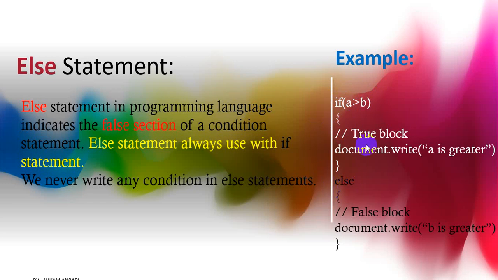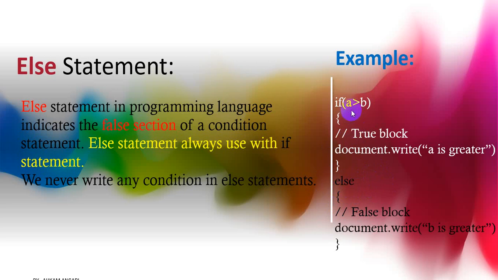Are you getting my point? By using if and else condition, the first block is called a true block or if block, and the second is called an else block. So if this condition is not true, by default it will come inside the else, and inside else we are not going to write any condition. Else is a default value, means if this is not true, by default it will be false.